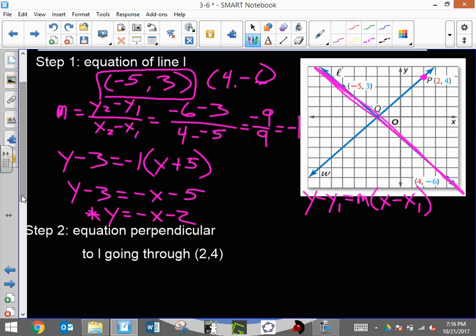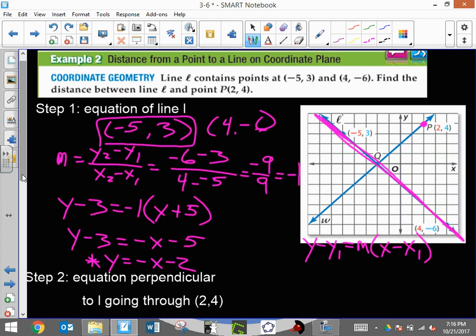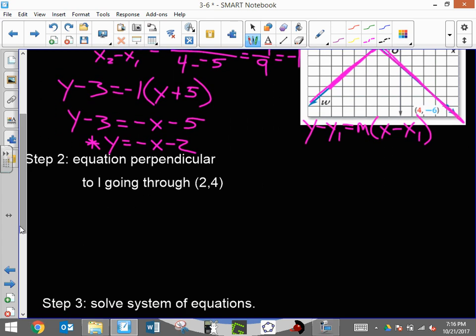Okay, and then step 2 says write an equation perpendicular to L going through the point 2, 4. Well, if I come back up to my graph, I'm really asking for what is the equation of this line that I just drew in purple. What is going to be the equation of that line? So I'm going to use that starred equation and come up with a perpendicular slope. The slope of this line up here is -1. Perpendicular to that is just going to be a positive 1. -1 is the same thing as -1 over 1. Flipping the fraction is still 1 over 1, it's just going to change it from a negative to a positive. So my perpendicular slope is going to be 1.